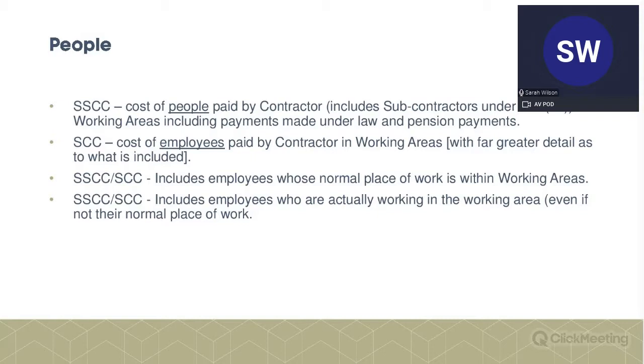If you're on options A and B, you're looking at the shorter schedule, remember, and if you're on options C, D, and E, you're looking at the schedule. So the shorter schedule says that you're claiming for the cost of people as opposed to employees, which is referred to in the schedule of cost components. So for compensation events, you're looking at the cost of people paid by the contractor, so it includes subbies in working areas, including payments made under the law and pension payments.